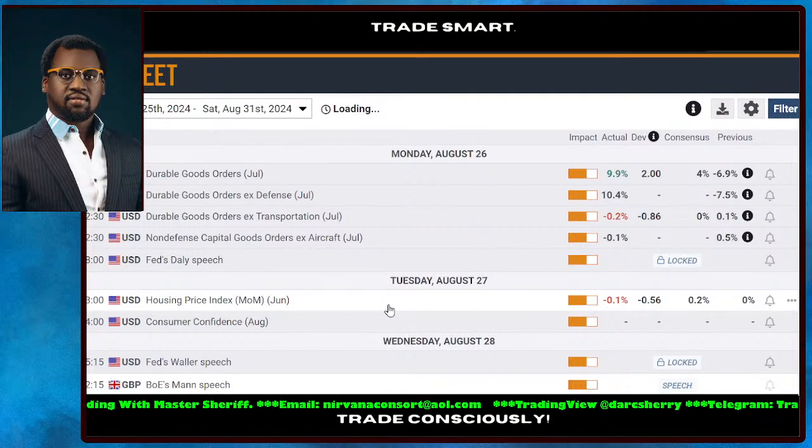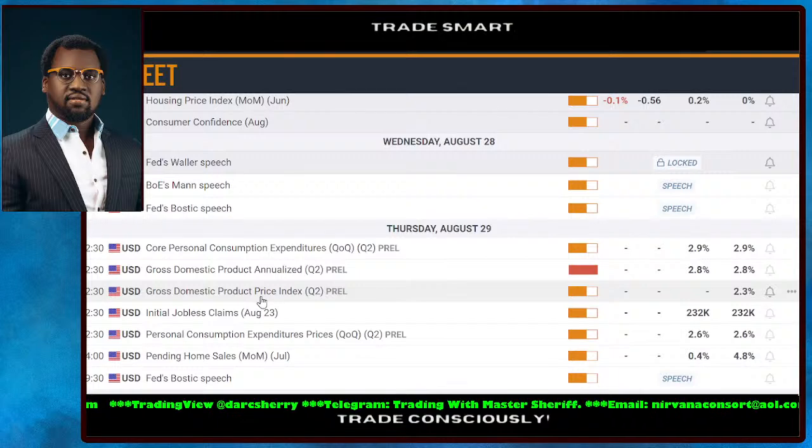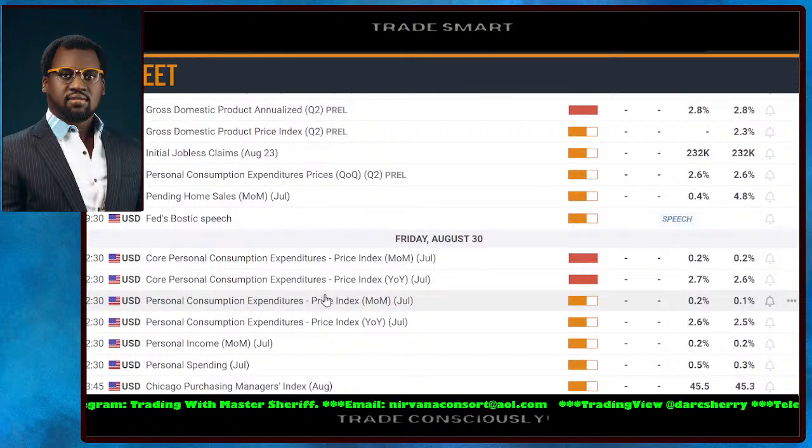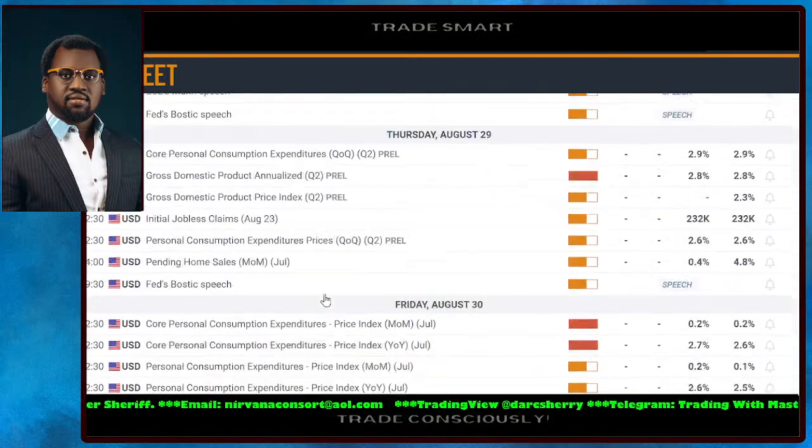So we are going to be going into the chart to see how market participants have digested this information. However, it's also important to acknowledge that we're still looking forward to some high impact events later in the week, on Thursday and Friday. We are looking at the gross domestic product annualized for Q2, which will give us an insight into how well the US economy had done in the last quarter. We're also looking at an inflationary gauge, the core personal consumption expenditure price index, coming in on Friday.